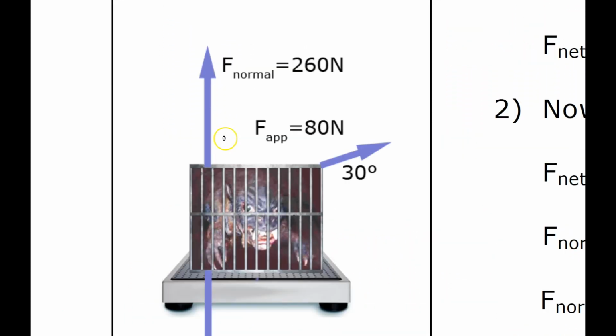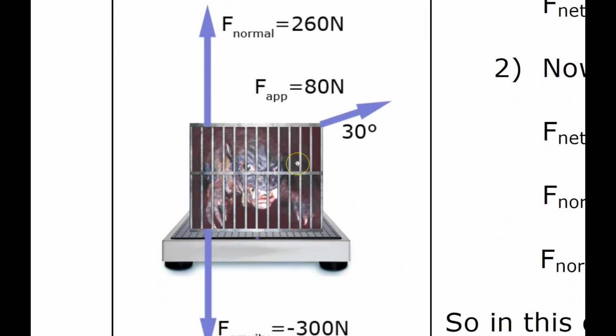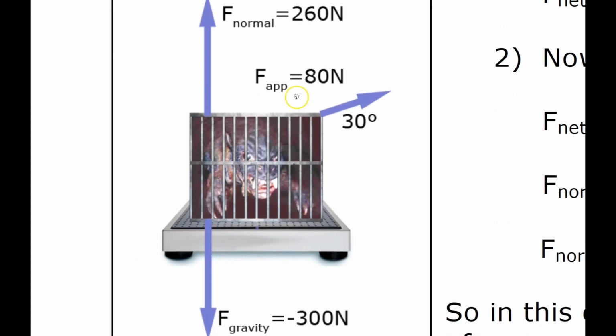Example 5. We have, oh my gosh, what a weird taunt. This is really starting to get crazy now. We have, yes, the force of gravity still, the weight of the chupacabra, 300 newtons in the down direction. Now someone's pulling at an angle of 30 degrees. Oh my gosh, how can we handle that?